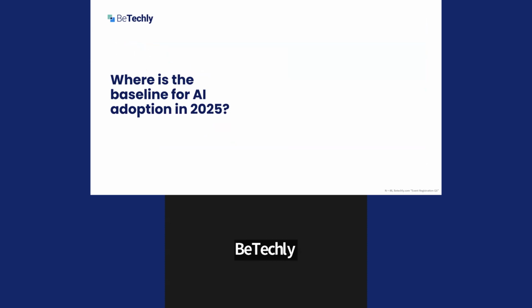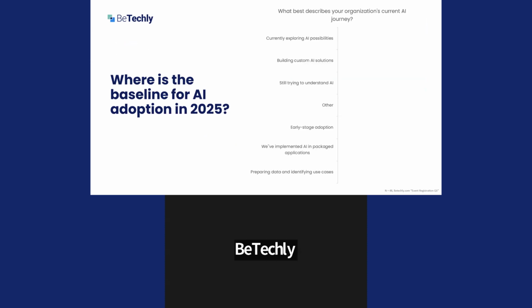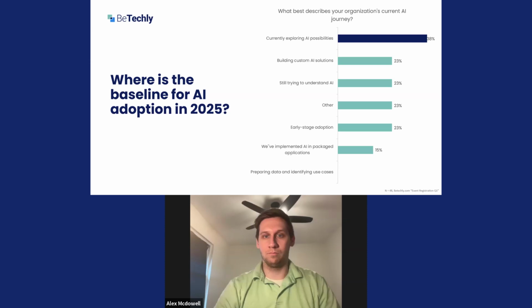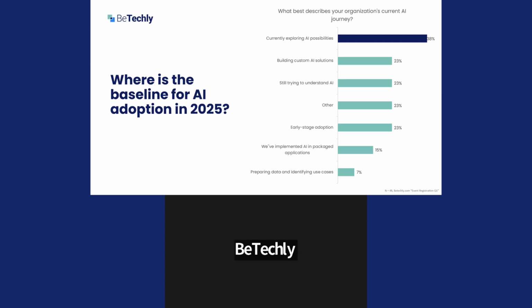Let's examine our first data set. We engaged with 45 business and technical decision makers to describe their organization's current stage in its AI journey. Here's what we discovered. 38% of them stated they are currently exploring AI possibilities, followed by 23% who stated they're building custom AI solutions. 23% stated they are still trying to understand AI, and the rest is on the screen.